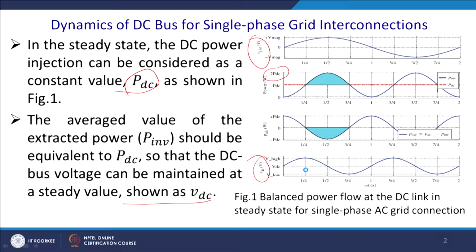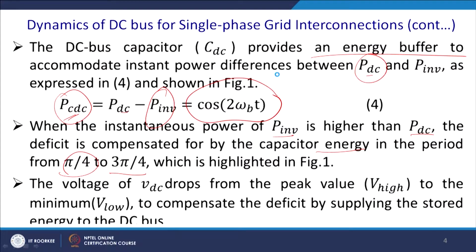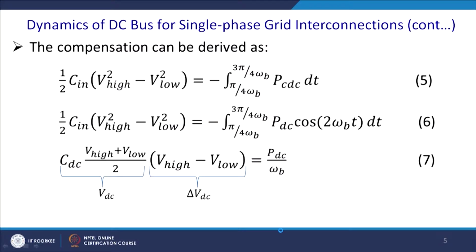So, this is the point that has been marked here as a blue line. So, you get a P inverter more than the PDC. The voltage VDC drops from the peak value high to the minimum low to compensate the deficit by supplying the stored energy of the DC bus. So, we require a compensator.